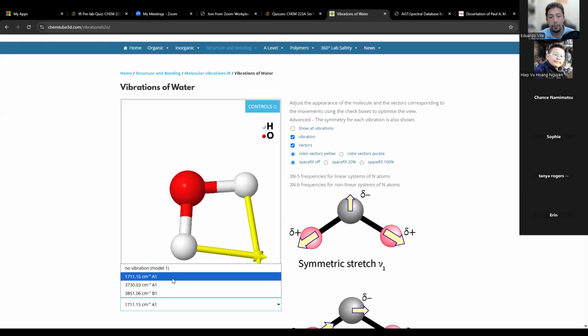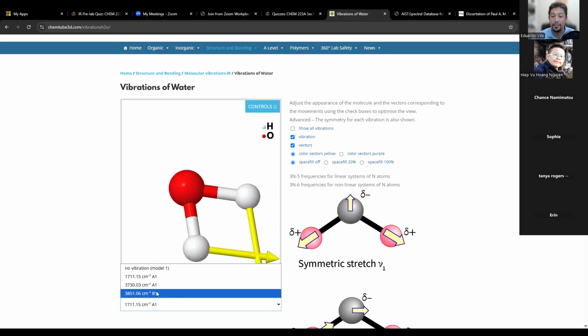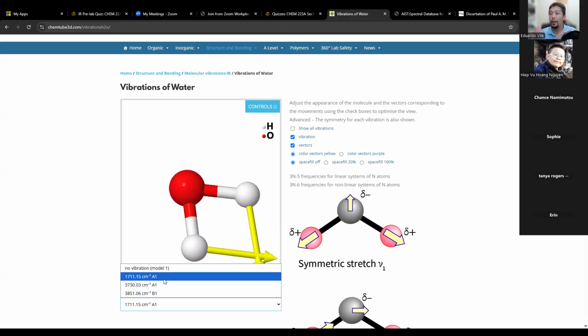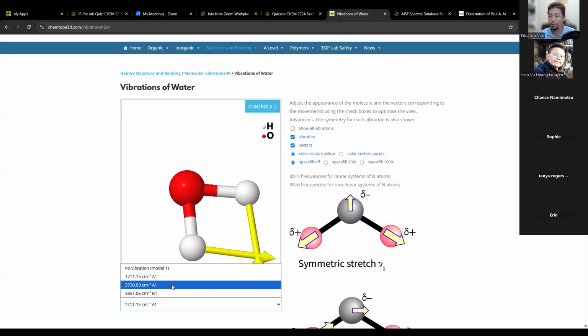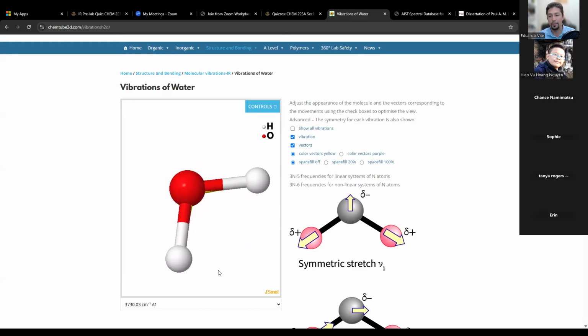So let's look at the other one. Look at this. This one is at 1711, but the other two are at 37 and 38. That's a big difference in energy. Well, that's because this one is a bend. Stretching vibrations require more energy. Again, think of the spring in your suspension system in your car. It takes a lot of energy to vibrate molecules that are polar and are strongly bonded, like an OH bond. Very polar bond, very strong bond, right? So here's one of those stretches. This is the symmetric stretch. You see both of them are symmetrically going into the oxygen and away from the oxygen. And there is another stretch called the asymmetric stretch, and you can see that one's coming in and one's coming out.